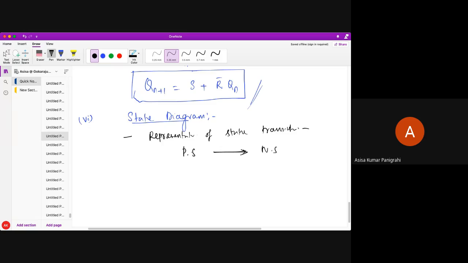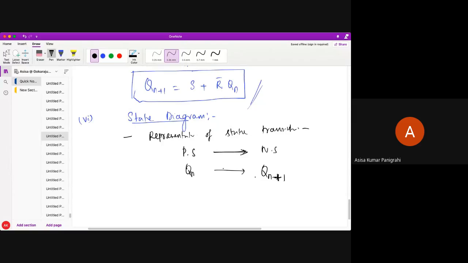So what is the present state? I have told you, Qn. What is the next state? Qn plus 1. Do you all understand, or any doubts, friends? Qn plus 1 is the next state. How this flip-flop is changing its state from Qn to Qn plus 1, I am going to show here in the state diagram.